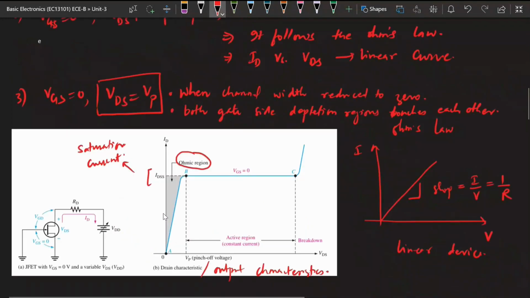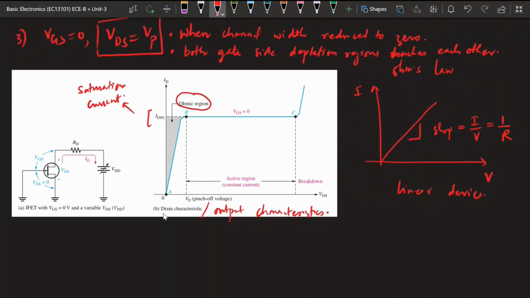Okay, so at the pinch off point, the current will be the minimum current that will be flowing, that is IDSS, and beyond that also the same minimum current will be flowing, that is IDSS. That means the current will become constant, and this is the point C.